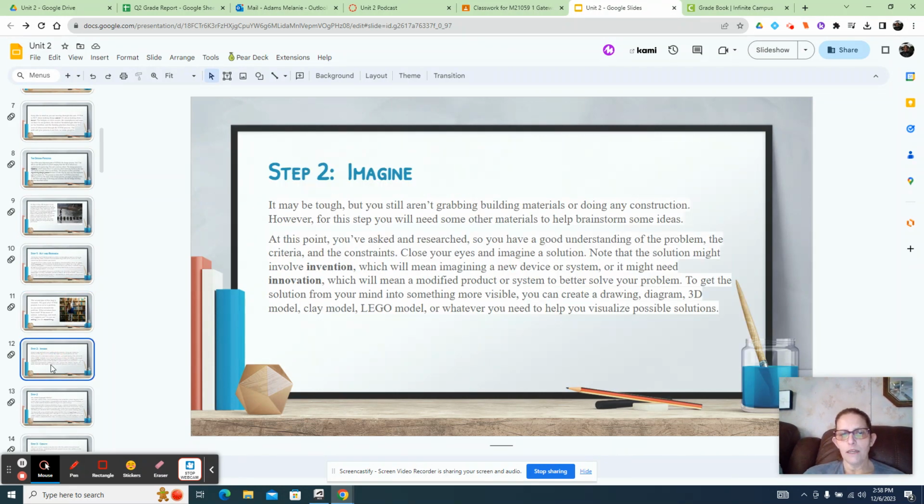The next step is the imagine step. Your invention, your innovation, you're visualizing, you're drawing, you're sketching, you're brainstorming. What are some of the potential solutions to this problem that meet these criteria and constraints? What are your plethora of solutions?